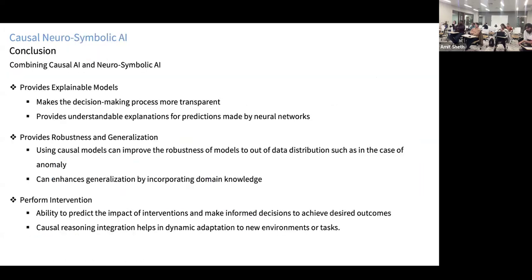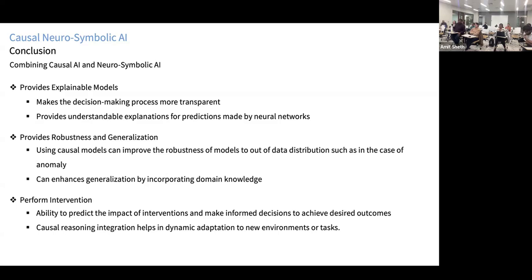So in conclusion, combining causal AI and neuro-symbolic AI provides us explainable results, an explainable model. It makes the decision-making process more transparent. It provides understandable explanations for predictions made by neural networks. They provide robustness and generalization, so even if you change certain parameters in the model, it would still give you the correct output.